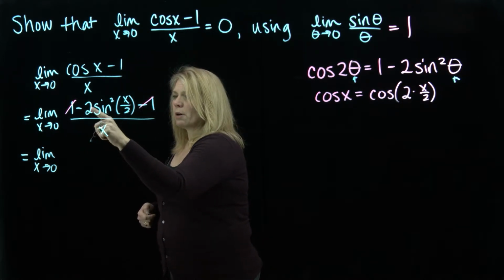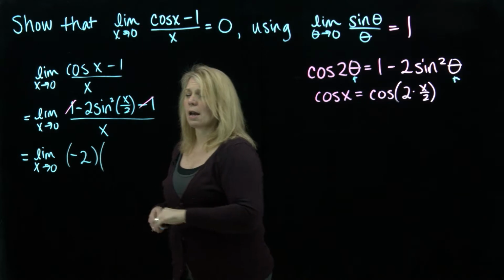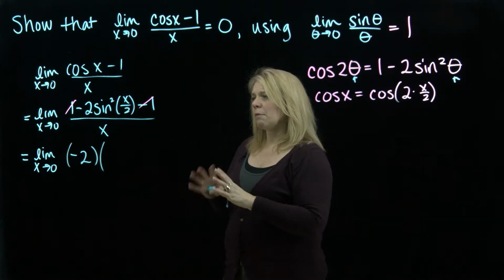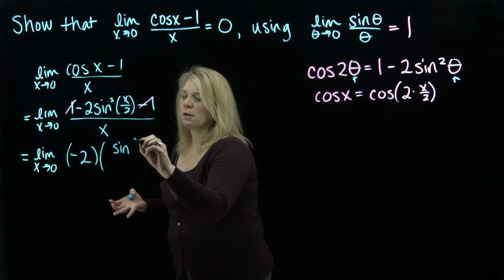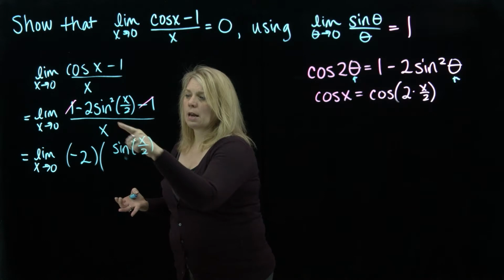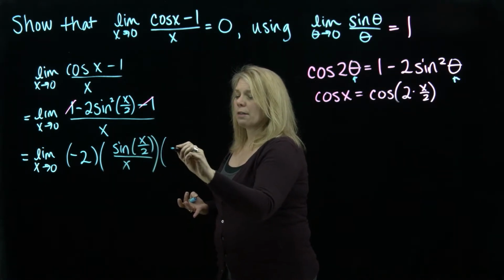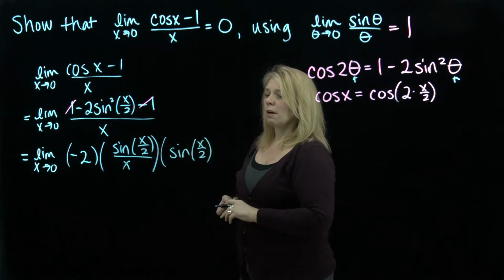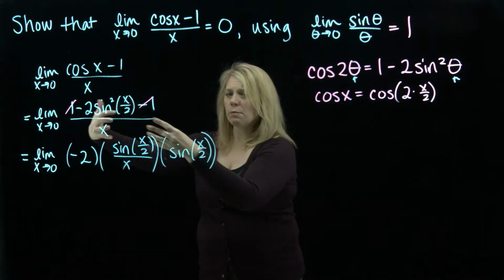All right, so I'm going to pull this minus 2 out front. So we'll have minus 2 times this sine squared of x over 2. I'm going to pull that apart into one of the sines of x over 2, and I'm going to put that over this x that's on the denominator. And then I'll have the other sine of x over 2 that's left over from that sine squared as a separate factor. So I've just done a little bit of pulling this apart.